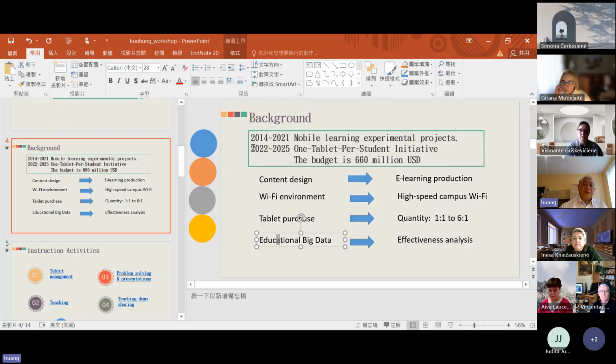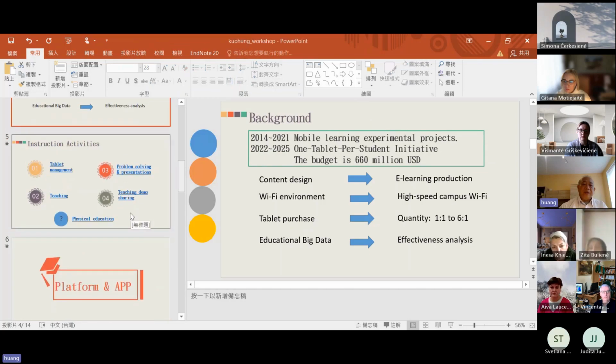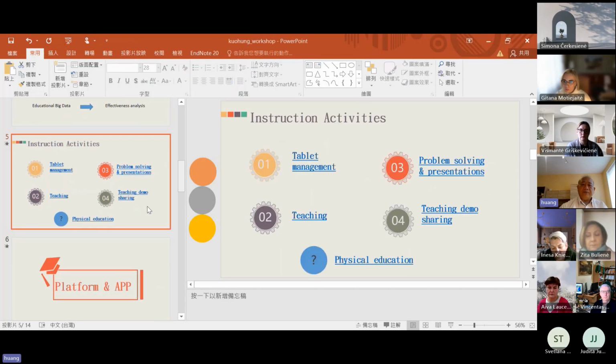So now, probably you can see in Taiwan, many students from primary school to high school all use tablets in the classroom. Then here, I will show you some real activities. I actually have five activities. The first one will be tablet management, because in addition to the tablets, the school needs some equipment to charge and to store them.